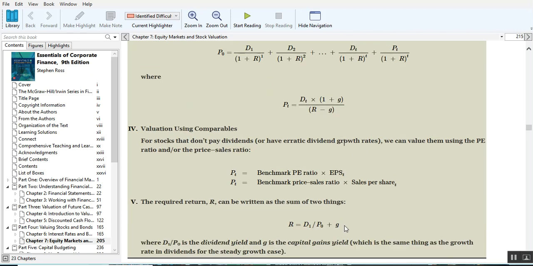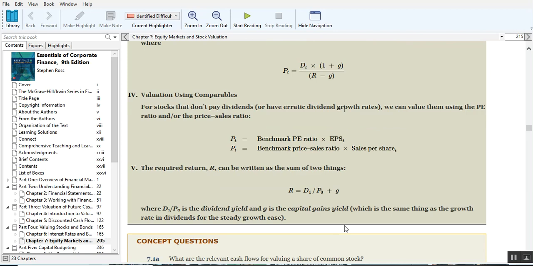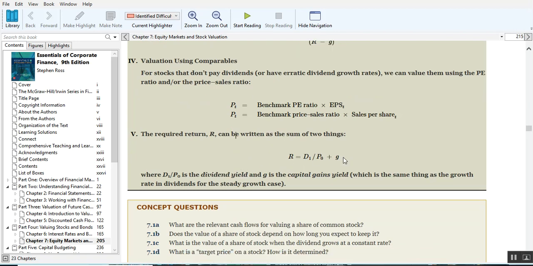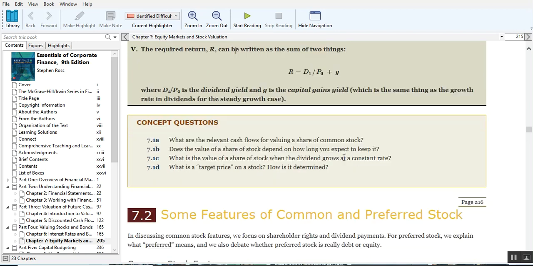So if you have erratic growth rates or you don't have income, you may use a benchmark price-earnings ratio. And then if you don't have any income at all, if it's a startup company, you're trying to figure out what this company is going to be worth, you can calculate the price of the share by using a benchmark price-to-sales ratio times the sales per share. And then finally, the required rate of return is dividends divided by price of the share, plus the growth rate.